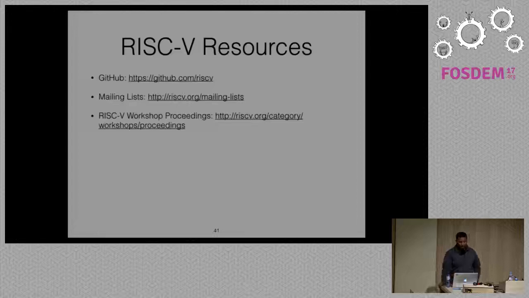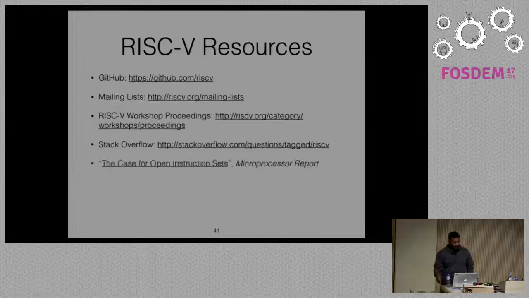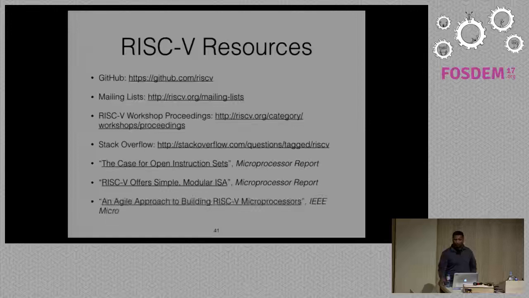Once you learn more about RISC-V, you can answer the questions. That would be great too. There are a couple articles in Microprocessor Report that describe the RISC-V ISA in general. If you're new to RISC-V, these are worth reading. The first one talks about the rationale for having an open ISA, and the second one talks a little bit more about RISC-V particulars. There was an IEEE Micro article written by the Berkeley folks about their agile approach to building hardware and RISC-V microprocessors. That's interesting because a lot of what they're doing is using open source and the Chisel HDL, a higher level HDL, to build hardware more quickly.